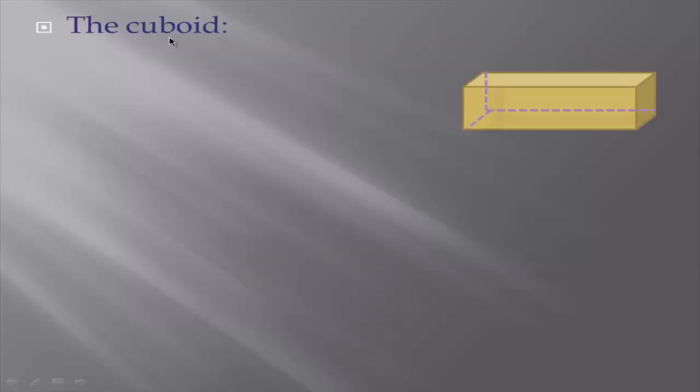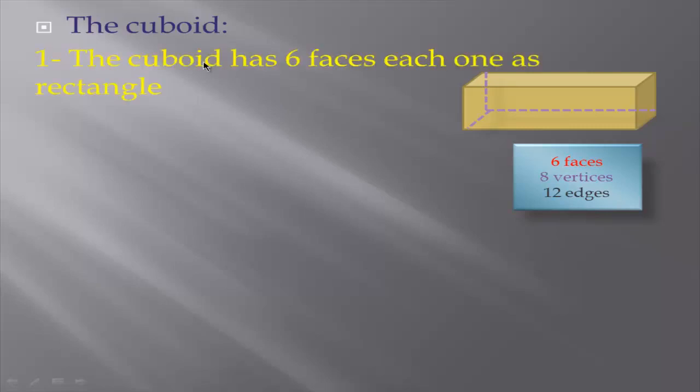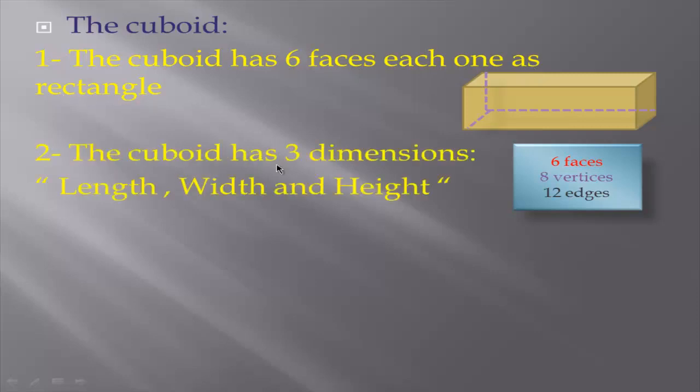We have studied some solids before. This one is called the cuboid. As we know, the cuboid has 6 faces, 8 vertices and 12 edges. The cuboid has 6 faces, each one a rectangle. The cuboid has 3 dimensions: the length, width, and height.